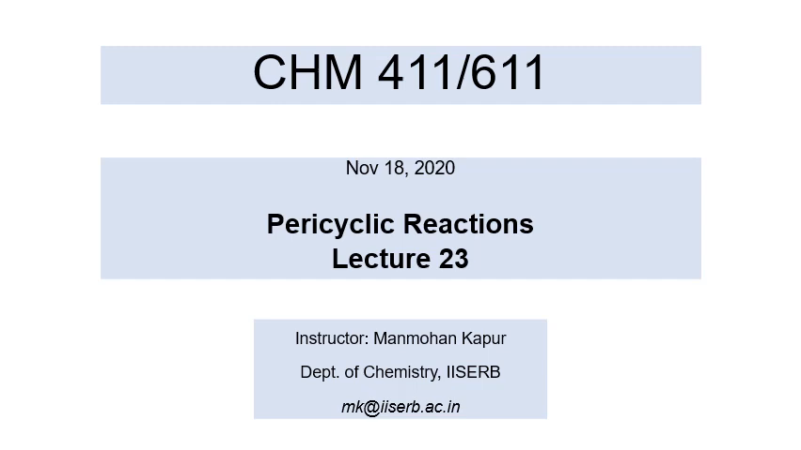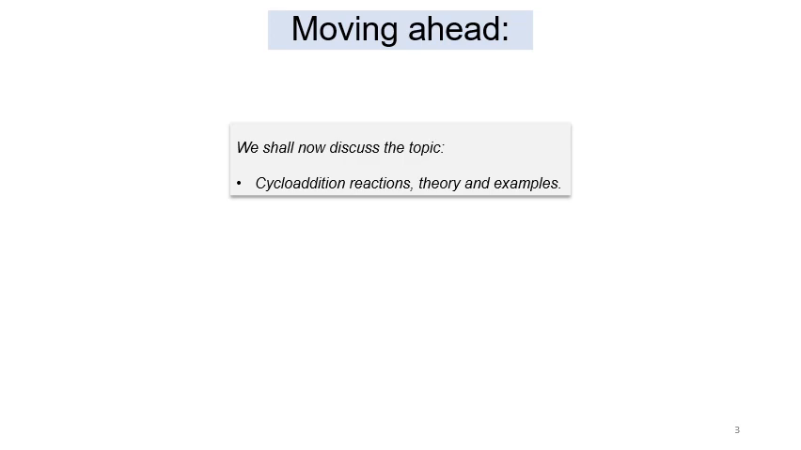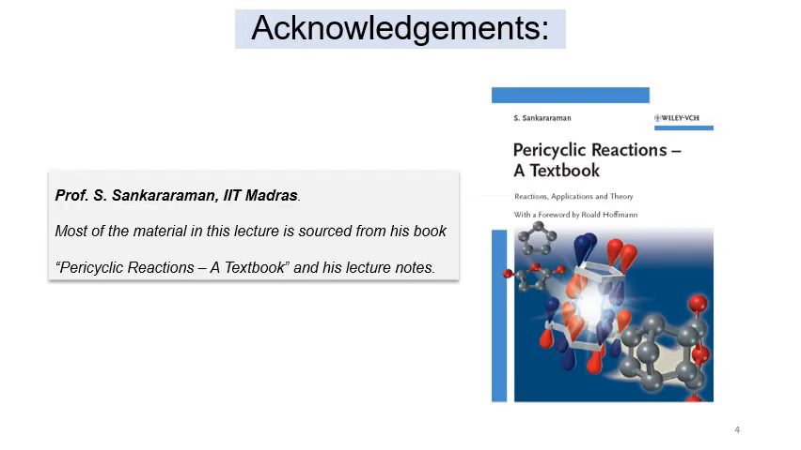Hello everyone, welcome to lecture 23 in physical organic chemistry, in which we are now studying the pericyclic reactions. In our previous class we had seen the examples and various classes of electrocyclic ring closing and ring opening reactions, and we had seen the selection rules previously with respect to various pericyclic classes. And now moving ahead, we will see the cycloaddition reactions. We will focus more on the theory in this particular class, and we will see a couple of examples.